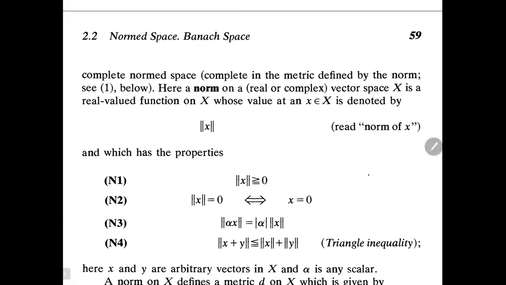So for example, examples of normed spaces. Consider the proof that those spaces are vector spaces. I will not do that in this lecture, so you can do it at home. These are routine exercises; you can easily prove that those are vector spaces.